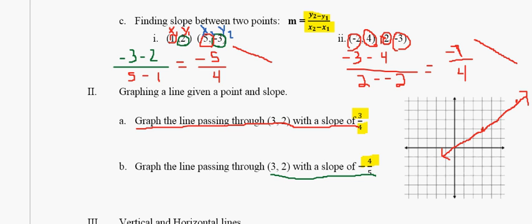So let's see, we're going to graph this one in green. I'm going to start at the same point here, (3, 2). Okay, but now since my numerator is negative, instead of rising 4, I'm going to fall 4. So I'm going to go down 1, 2, 3, 4, and then once again I'm off my graph, over 5. 1, 2, 3, 4, 5. It'd be probably somewhere around there.